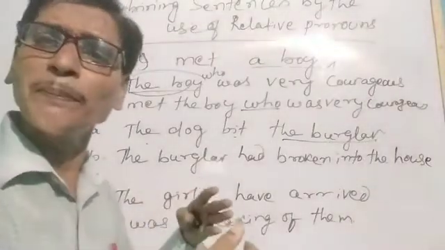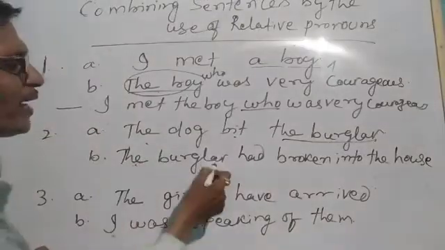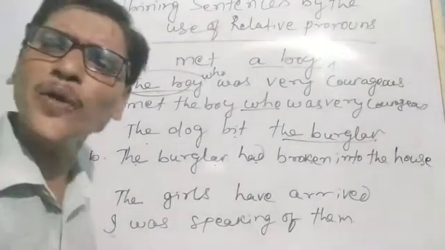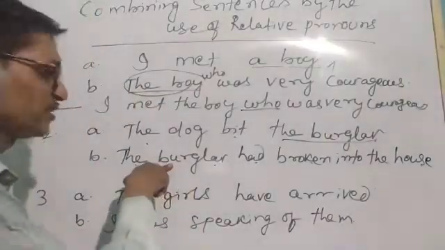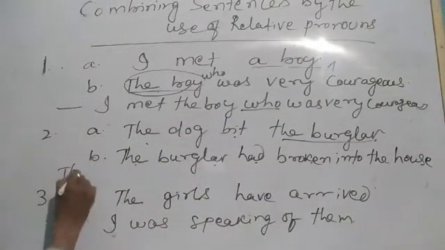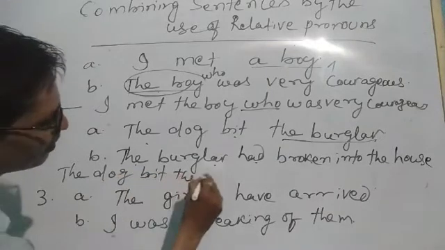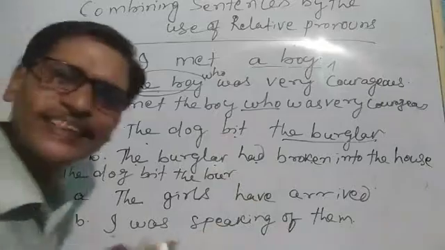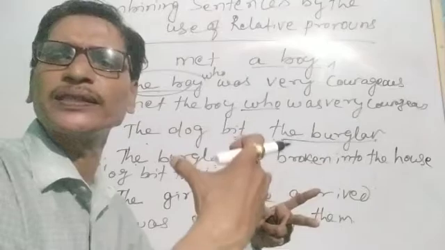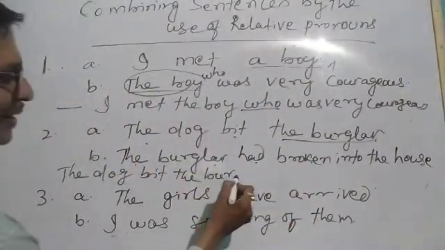Okay? Similarly, the dog bit the burglar. Whom did the dog bite? The burglar. The burglar had broken into the house. Who had broken into the house? The burglar. Burglar means thief, who trespasses into the house and steals our things. They are burglars. So the dog bit the burglar.